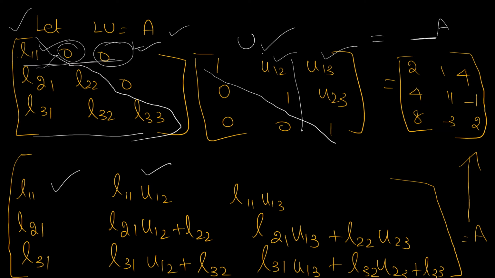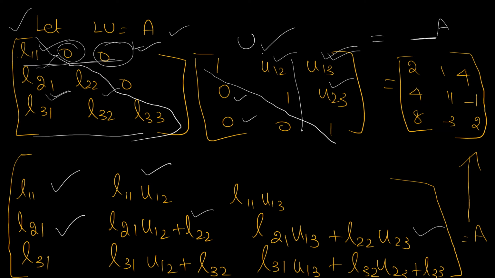Whereas in the next row, if you see here, L21 into 1. So again, first column, other two elements are 0 here. So L21 into 1 is L21. Then second row, second column: L21 into U12 plus L22. So we got this. Similarly, second row and the third column: L21 into U13 plus L22 into U23. So we have written that there. And finally, multiplying the last row, we get this. So this is equal to A.